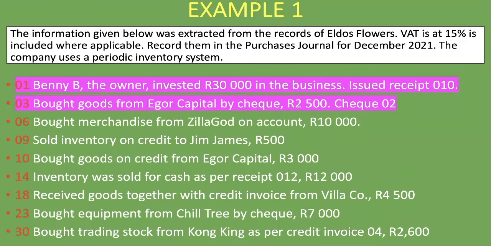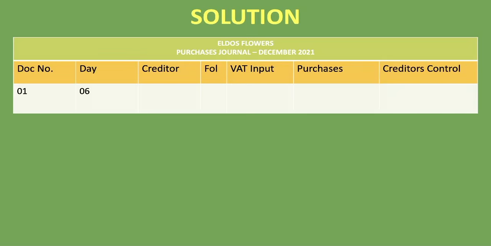Now that we have the first transaction that we put in our purchases journal, you can see that it's on the 6th and we're not given the document number. So we'll put the sequence, starting with 01 for this first one. If we were given the document number or the invoice number, then we'd put it under the document number column. So let's put 01 and then put 06 as our day of the month. There we go, 01 and 06.